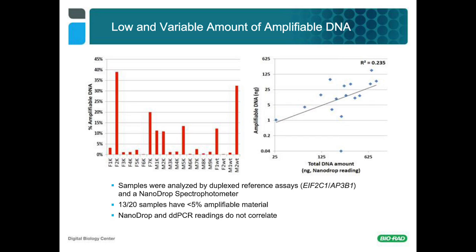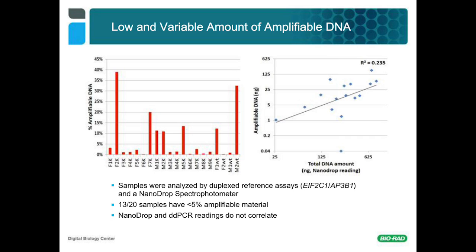13 out of 20 colorectal cancer samples had less than 5% of amplifiable material. We found that the amount of amplifiable material is not linearly related to the amount of DNA detected by nanodrop. For example, several samples with greater than 100 nanograms material by nanodrop had less than 10 nanograms amplifiable material, which has significant implications for the interpretation of data and sensitivities of genomic tests.